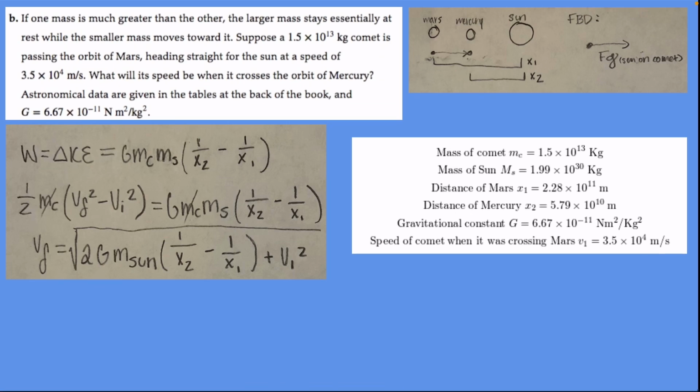So part B is asking us to look at a situation in which a 1.5 times 10 to the 13 kilogram comet is passing the orbit of Mars, heading straight for the sun at a speed of 3.5 times 10 to the 4th meters per second. What will its speed be when it crosses the orbit of Mercury?